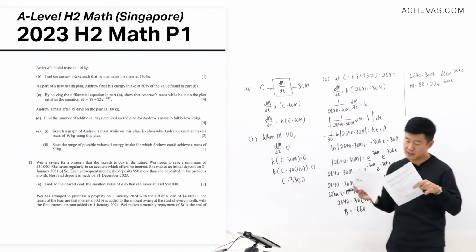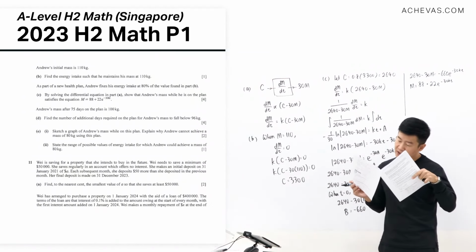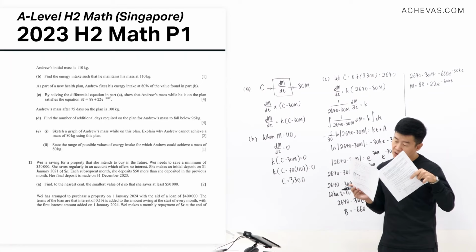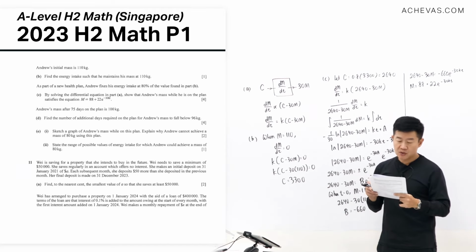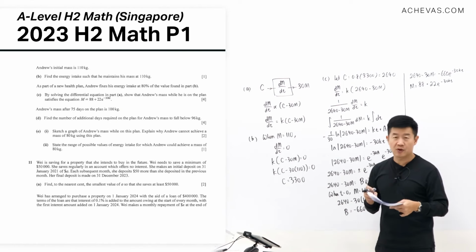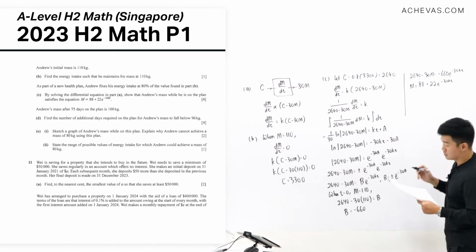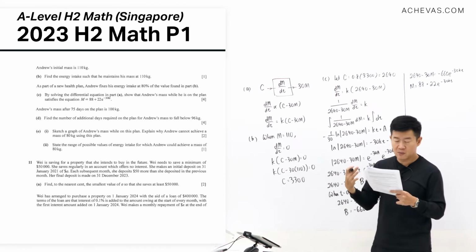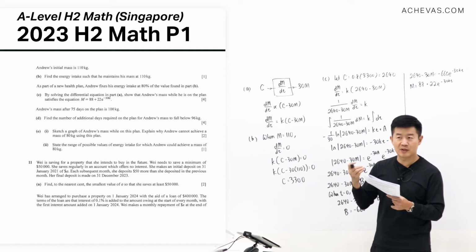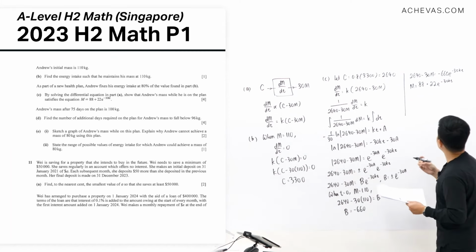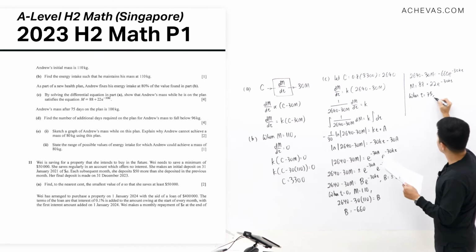Next, let's look at part D. Part D, we want to find the additional number of days that is required for Andrew's mass to fall below 96 kg. We're actually given another set of information, which is when t is equal to 75, m, Andrew's mass, is equal to 100. So I think what I'm going to try to do is to solve for the unknown k first, so that I can later on try to find what is the time when Andrew's mass falls below 96 kg. So in order for me to do that, let's make use of this new piece of information, which is when t is equal to 75, m is equal to 100.